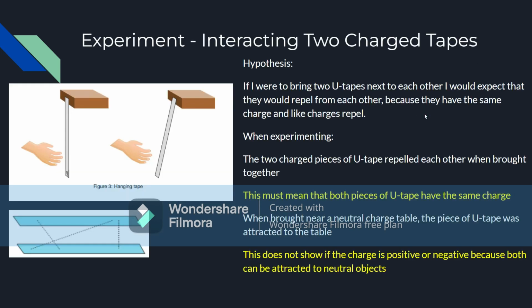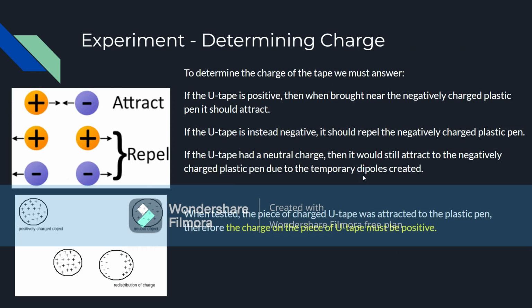Experiment. Interacting two charged tapes. Hypothesis. If I were to bring two U tapes next to each other, I would expect that they would repel from each other because they have the same charge and like charges repel. When experimenting, the two charged pieces of U-tape repelled each other when brought together. This must mean that both pieces of U-tape have the same charge. When brought near a neutral table, the piece of the U-tape was attracted to the table. This does not show if the charge is positive or negative because both can be attracted to neutral objects.